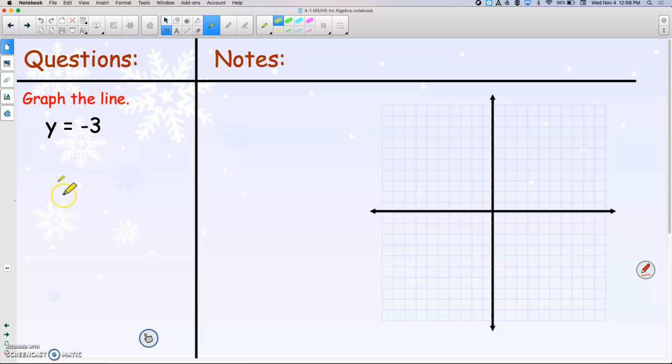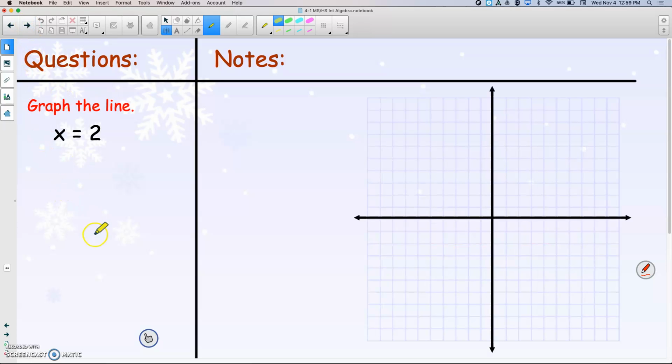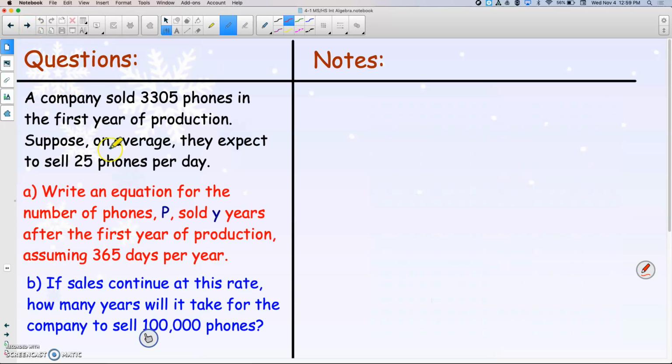Okay, last two. y equals -3. Remember on the y-axis, -3 is right here. There's my line. If it's only got a y in it, it's a horizontal line. And if it's only got an x in it, on the x-axis, here's 2, it's a vertical line. I think those are the trickiest ones to remember, the horizontal and vertical ones.